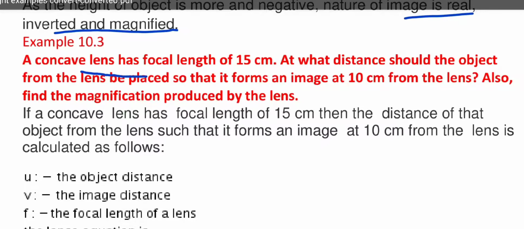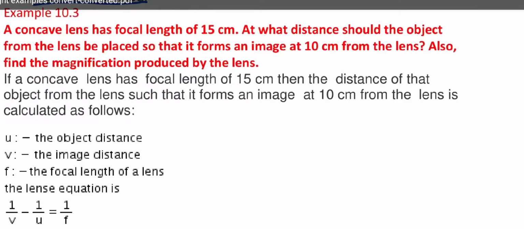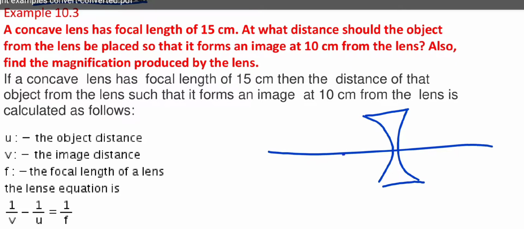A concave lens has a focal length of 15 centimeter. So when you read out the problem, start drawing the image in your mind. So this is the concave lens, which has a focal length of 15 centimeter. If it is 15, this will be 30. Okay, let me write it, 15, 30. At what distance should the object be placed from the lens so that it forms an image at 10 centimeter? So 10 centimeter means exactly here.